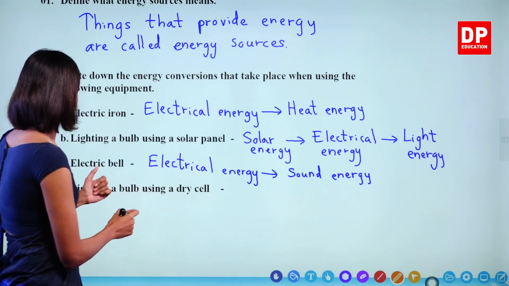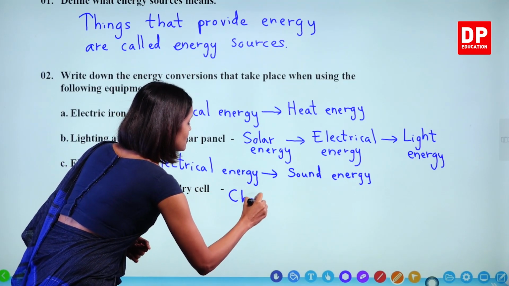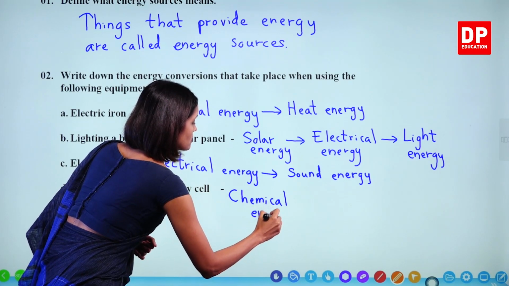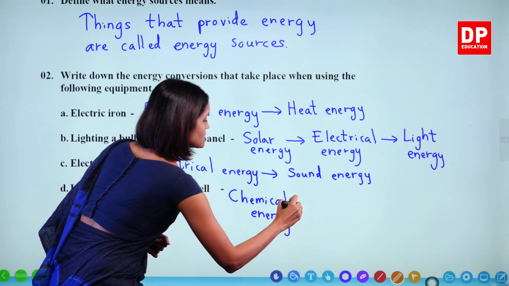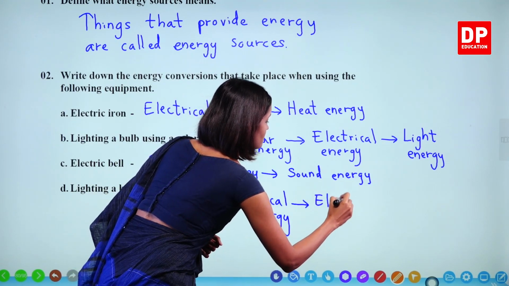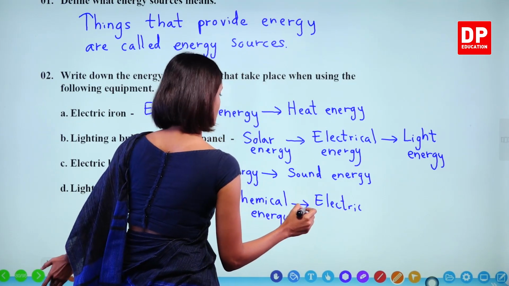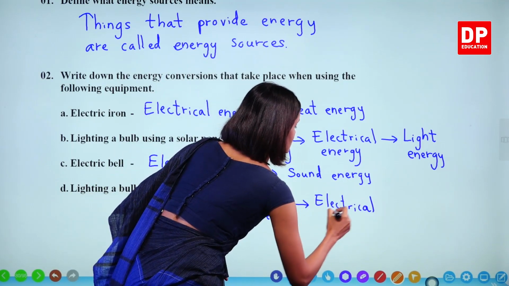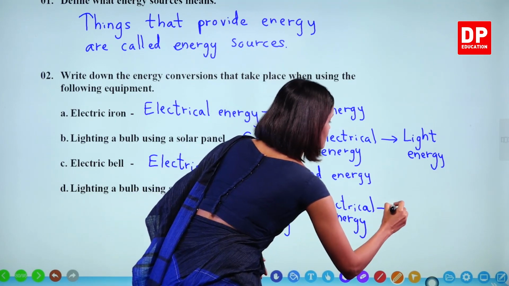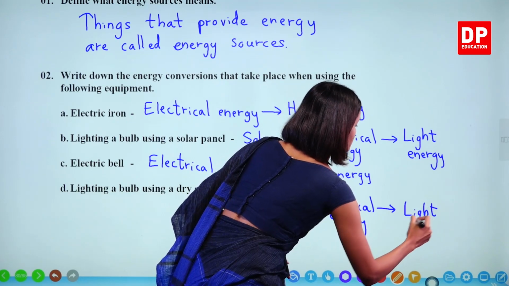Let's write that. Light in a bulb using a dry cell. Chemical energy is converted to electrical energy. Then that electrical energy is converted to light energy.